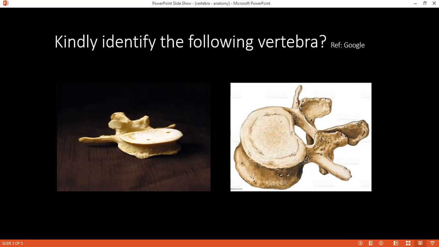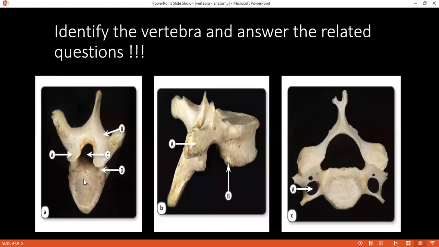Can you please tell me what you are looking at now? Which type of vertebra are you looking at? If you can discuss picture A first, please. Yes, ma'am. It's a typical cervical vertebra. Can you identify the structures labeled A, B, C, and D in picture A, please? Yes, ma'am. A is the superior articular facet, B is the lamina, C is the vertebral foramen, and D is the pedicle.